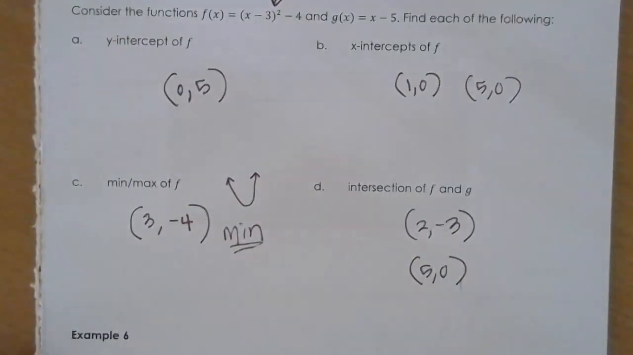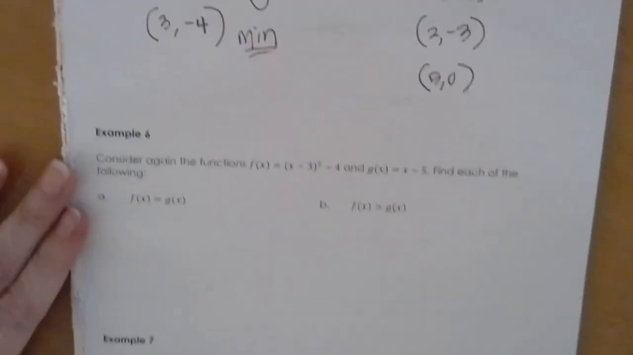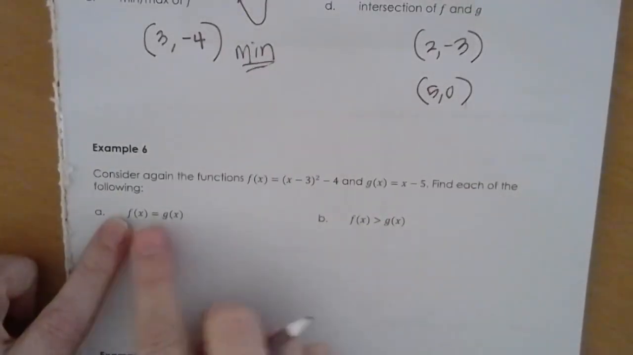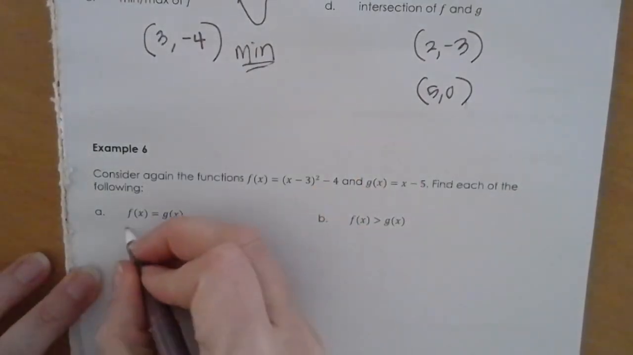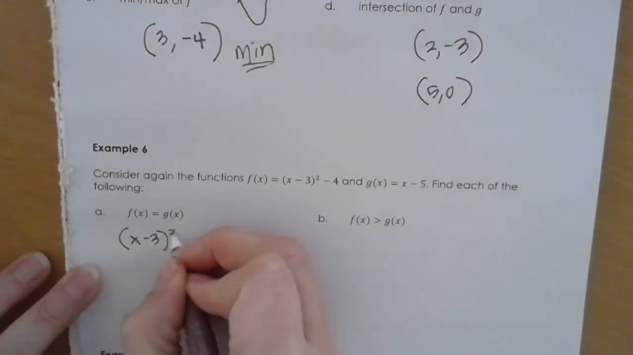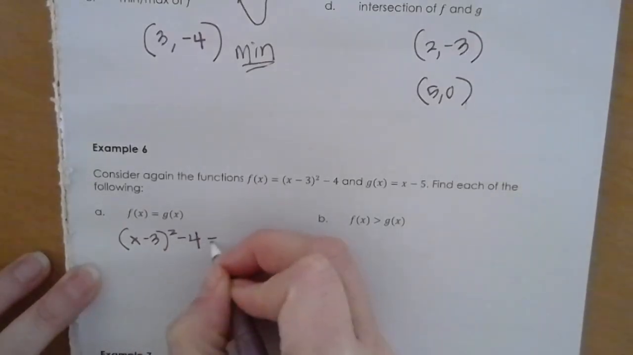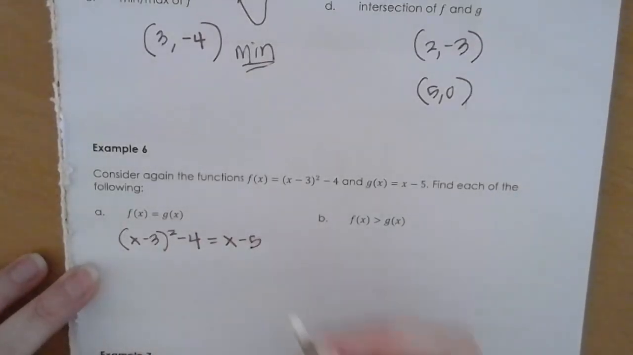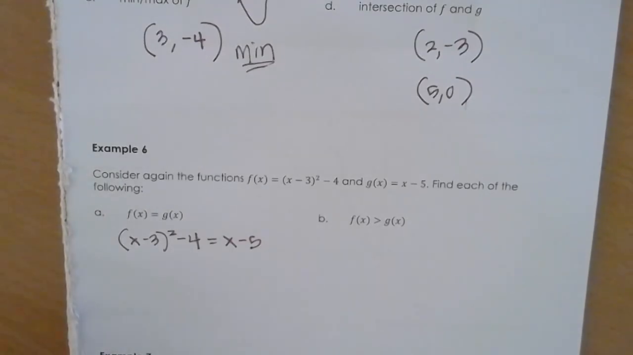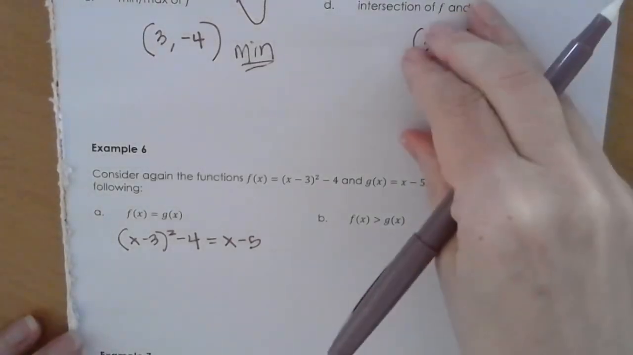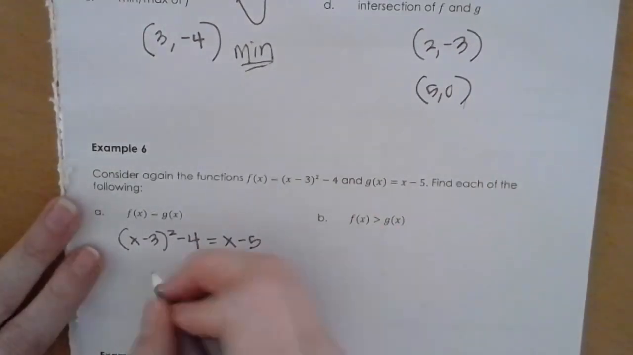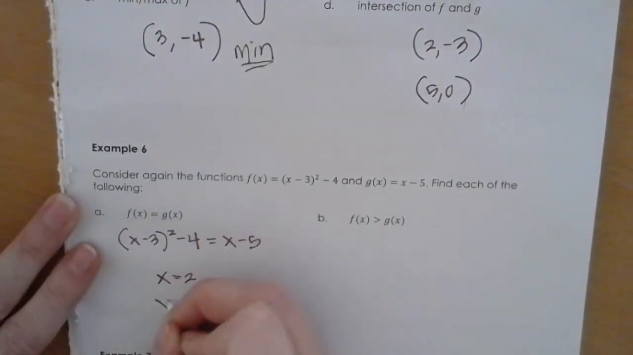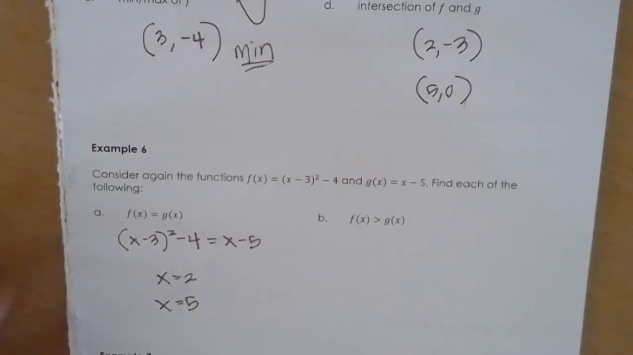Now, example 6 has these same 2 functions, but this time it says, find out where f of x is equal to g of x. Well, we actually just did this problem. Mathematically, what that looks like right here is this function equal to this function right here. But the intersections are where they are equal. But I don't want the whole intersection point. I'm solving for x. So the only part that's necessary is the x equals 2 and the x equals 5. You're finding the solution to that.